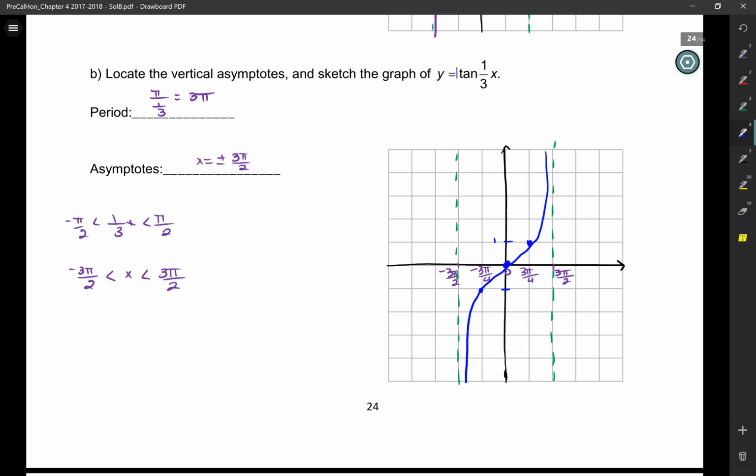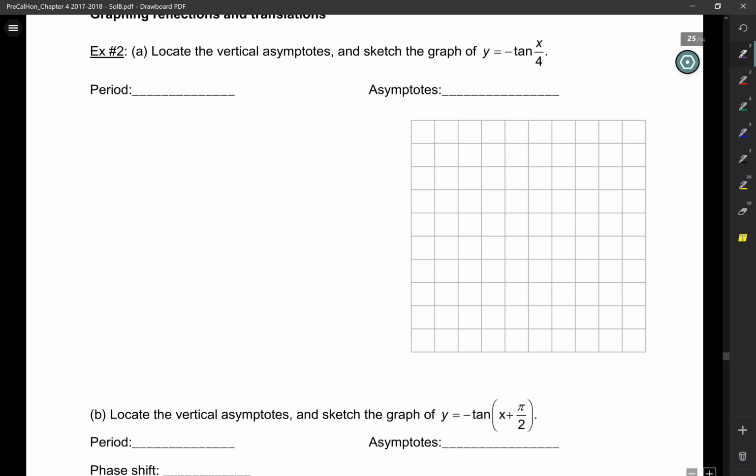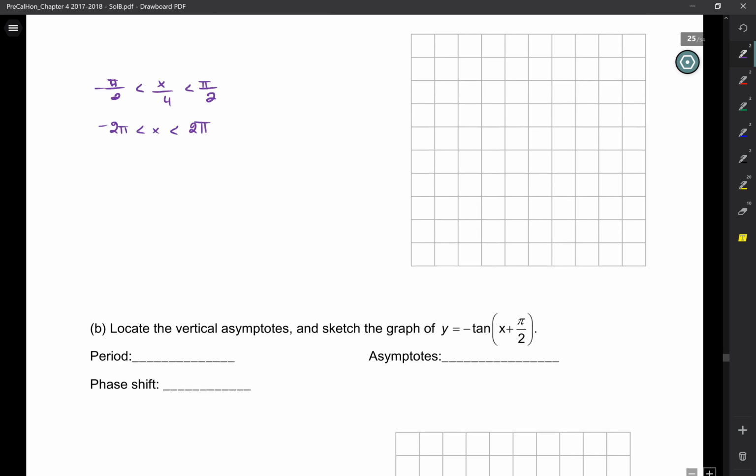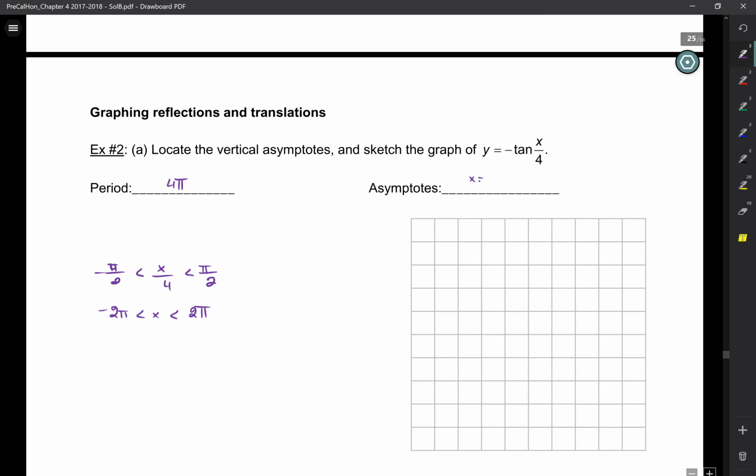Okay. The period for this next one is how much? 4 pi. But it's negative, so it's the opposite. We're going to go from negative pi over 2 to pi over 2. So this is going to go from negative 2 pi to 2 pi. Distance of 4 pi again. So the asymptote is x equals plus or minus 2 pi.